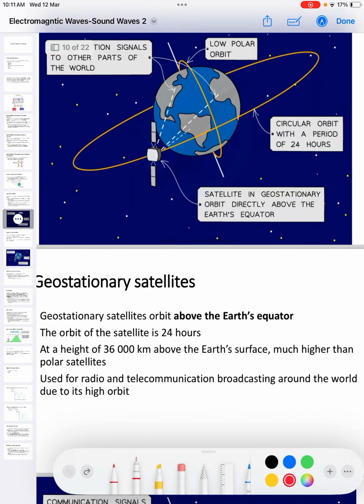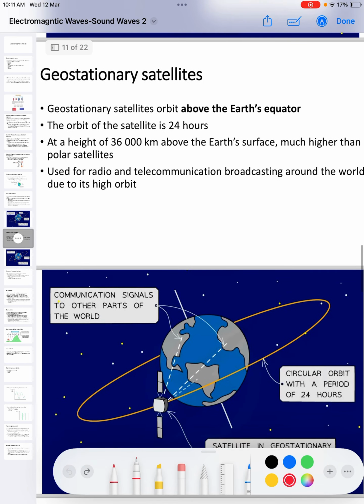Then we have what we call geostationary satellites. Geostationary satellites orbit above the Earth's equator. So this one, where it is orbiting, is above the Earth's equator. We know that polar orbit, as I said, they orbit and pass through the North Pole and the South Pole of the Earth. But this one orbits continuously above the Earth's equator. The orbit of the satellite is 24 hours. So it takes 24 hours to go right around the Earth.